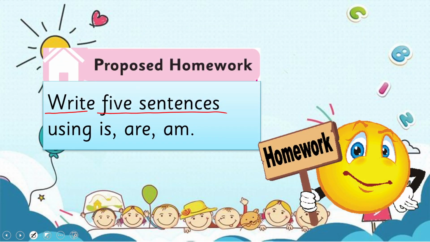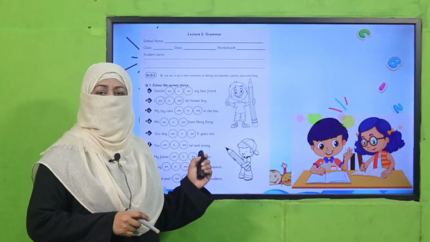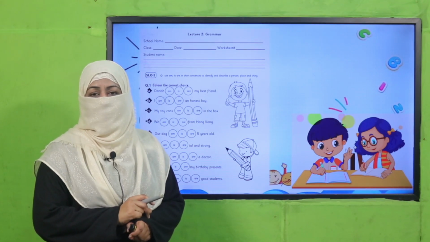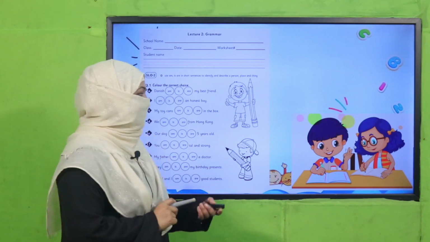You will write 5 sentences using is, are or am. And here I'm giving you a worksheet. My dear fellow teachers, this worksheet, lesson plan, PowerPoint presentation links are given. You may click it, download it, and kindly provide the appropriate worksheet to students for practice.